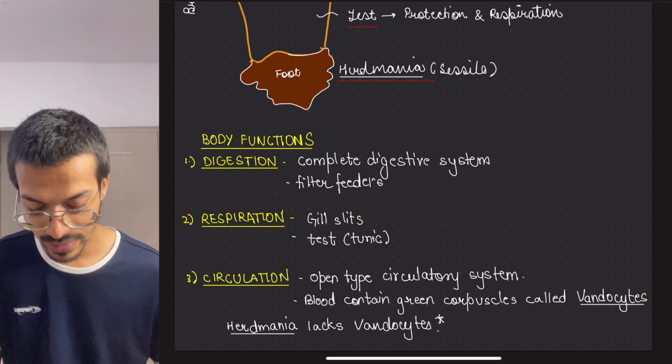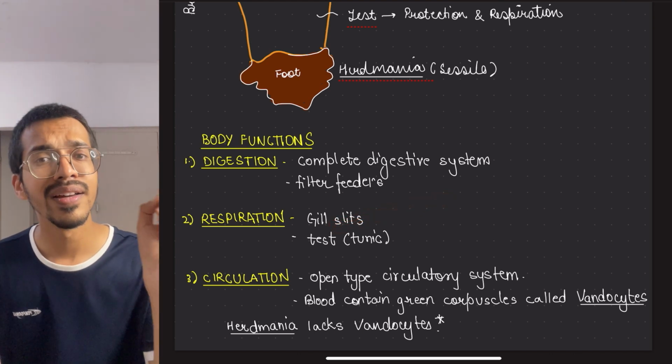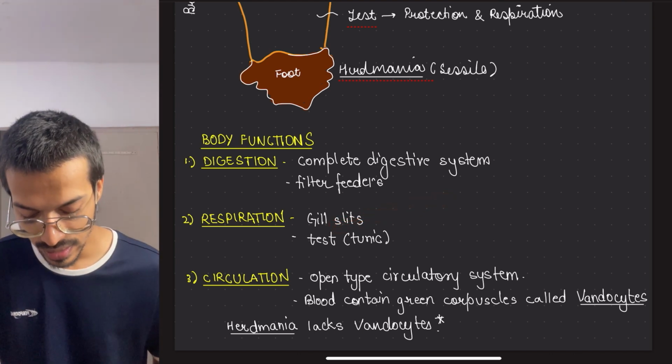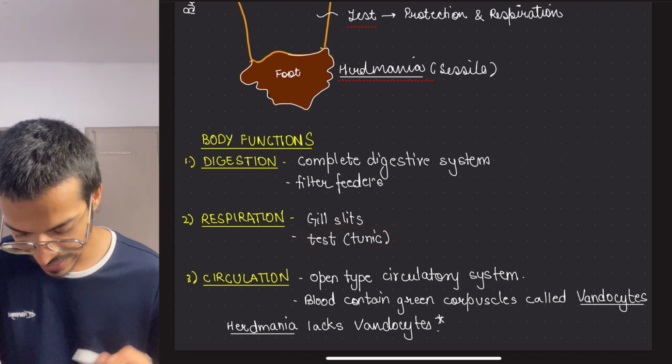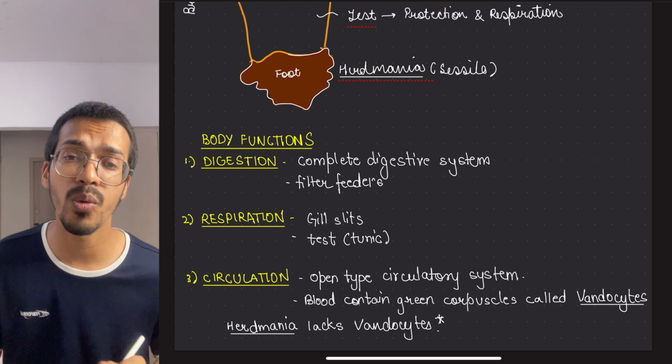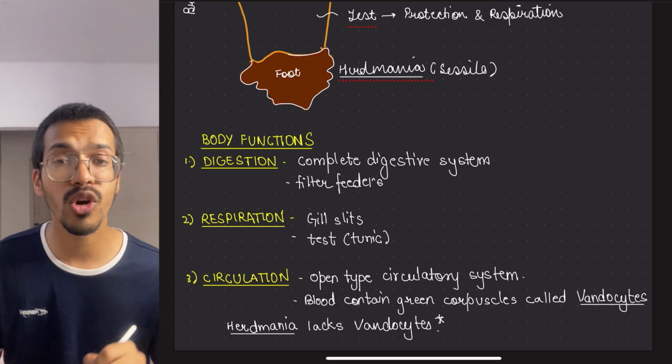You know that gill slits. Why am I saying that? Because they are chordates. Okay, chordates have a characteristic feature of gill slits. Later on, the tunic or test is present. Circulation: they have an open circulatory system, which is a super important point which you have to remember at all costs.